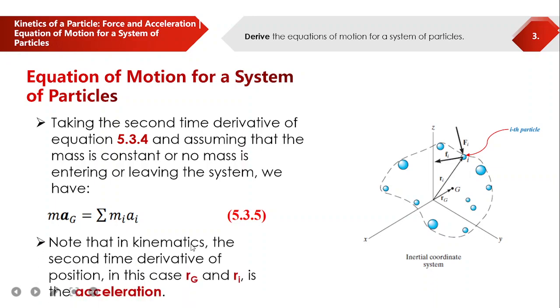So note that in kinematics, the second time derivative of position, in this case r sub g and r sub I, will be the acceleration. So you can also observe na naging a sub I na yung r sub I natin. So basically, to solve for the acceleration of the center of mass: mass times acceleration of the center of mass is equal to the summation of m sub I, the mass of all the particles, times acceleration.